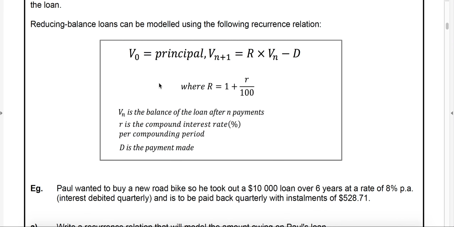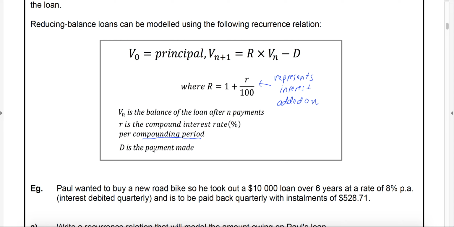So to the recurrence relation now. We've got V0 is our principal, so that's the amount that we borrowed at the beginning. And to get the next term, we're going to multiply by R. In this case, capital R is 1 plus R over 100, because this capital R represents interest being added on. So it is a percentage, of course, and that's why we use 1 plus R over 100. Just like when we were doing compound interest earlier in this topic, it is per compounding period. So if it's quarterly, you're going to have to divide that per annum rate by 4. If it's monthly, divide by 12, fortnightly, divide by 26, etc.